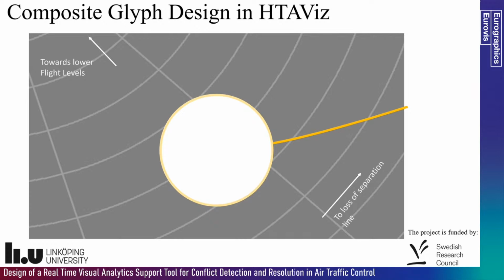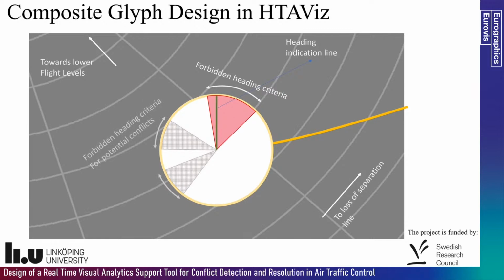In this figure, you see the glyph for an aircraft located on the radial timeline with flight level circles depicted in the background. The green line inside the icon indicates heading. The red section on top of which the heading line is placed indicates forbidden heading criteria. Brown pattern sections indicate forbidden heading criteria for potential conflicts.